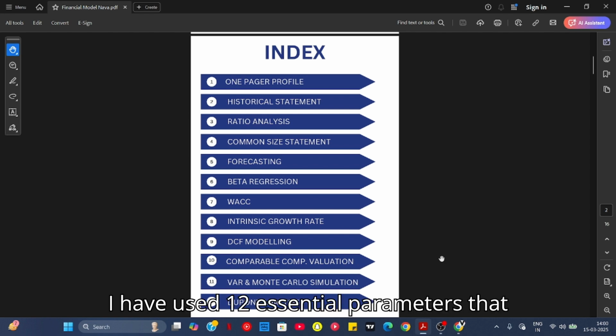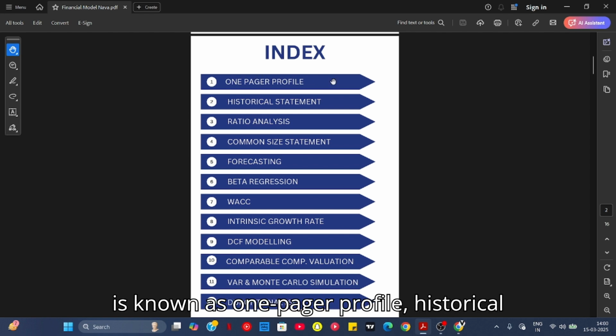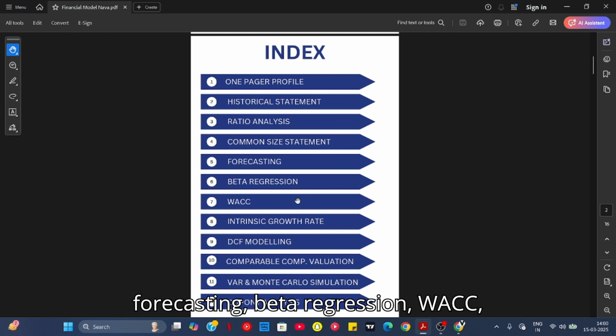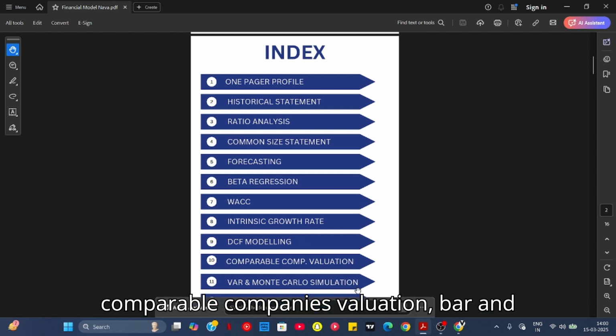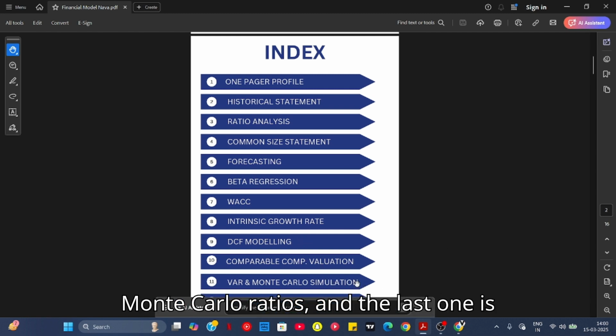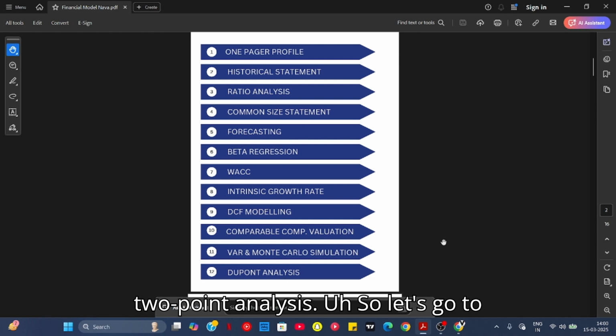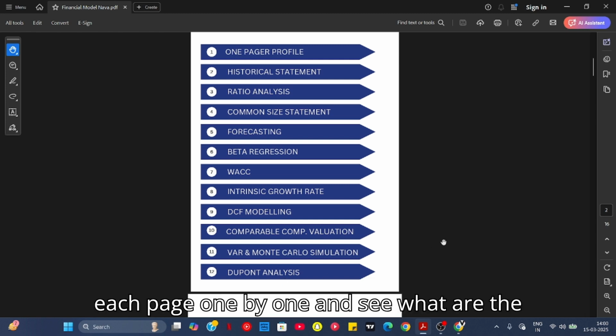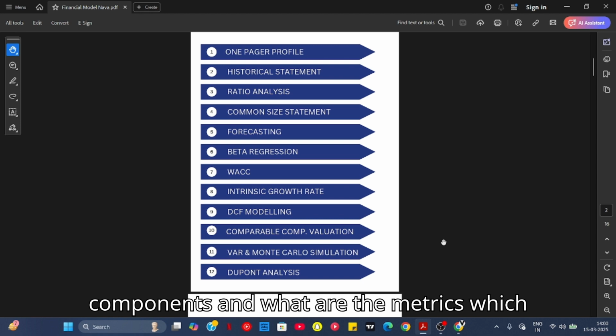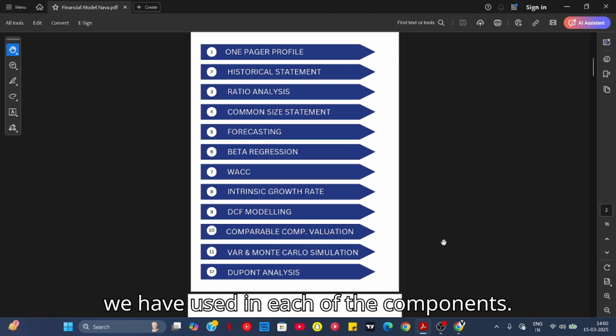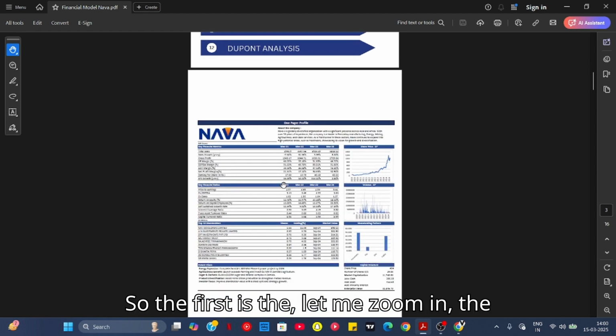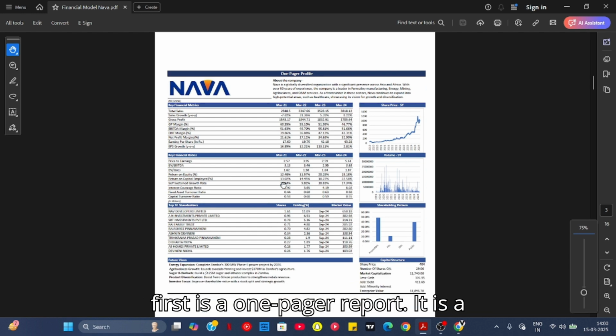I have used 12 essential parameters: one pager profile, historical statement, ratio analysis, common size, forecasting, beta regression, WACC, intrinsic growth rate, DCF modeling, comparable companies valuation, VaR and Monte Carlo ratios, and the last one is DuPont analysis. So let's go to each page one by one and see what are the components and what are the metrics which we have used in each of the components. So the first is a one-pager report.